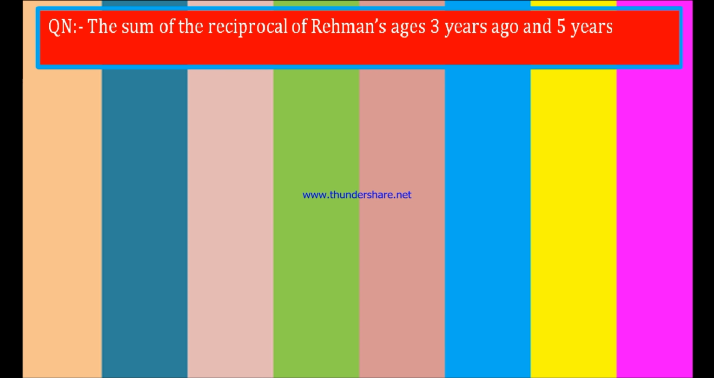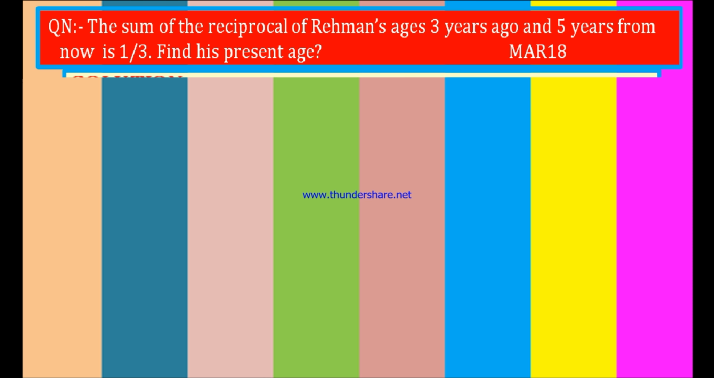Dear students, it is the last question now. The sum of the reciprocals of Rahman's ages 3 years ago and 5 years from now is 1 by 3. Find his present age. I shall repeat. The sum of the reciprocals of Rahman's ages 3 years ago and 5 years from now is 1 by 3. Find his present age. This question appeared in March 2018.